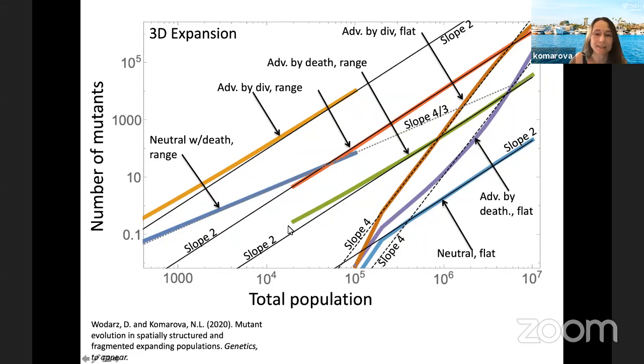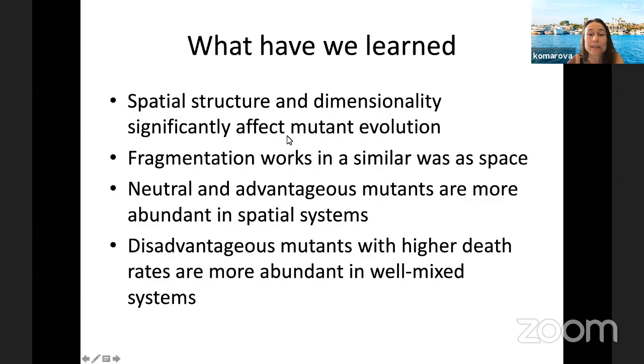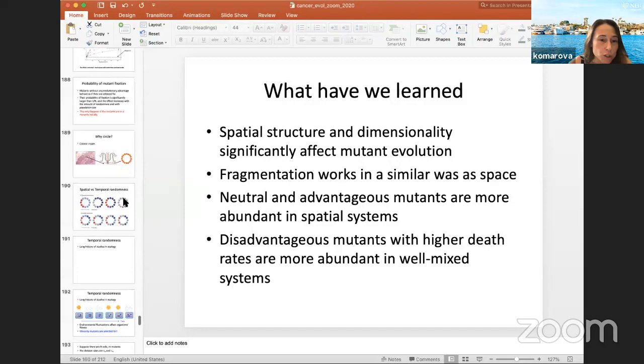So spatial structure and dimensionality significantly affect mutant evolution. Fragmentation works in a similar way as space. It gives you the same results even in the absence of spatial distribution. It's just fragmentation, and we have an intuitive explanation of why that is. Neutral and advantageous mutants are more abundant in spatial systems, and disadvantageous mutants with higher death rates are more abundant in well-mixed systems. So I think I will skip over to the very last slide now, because I ran out of time. I want to show you this slide.